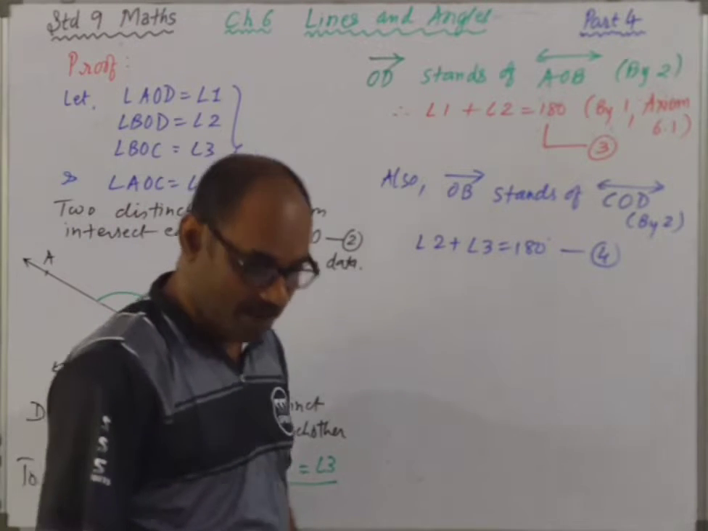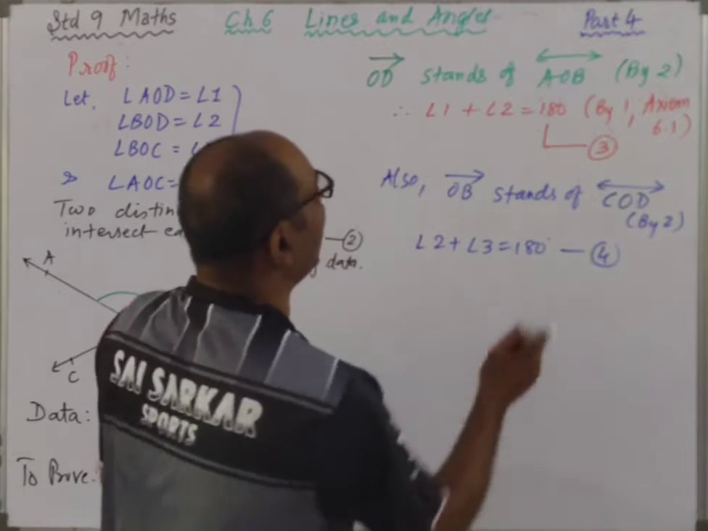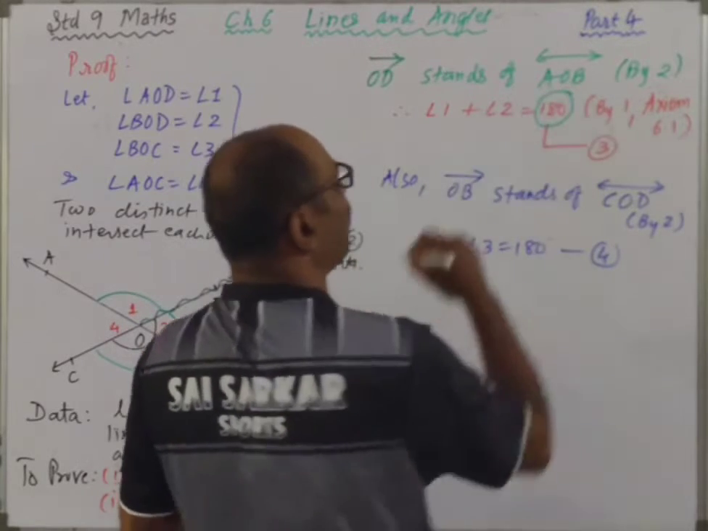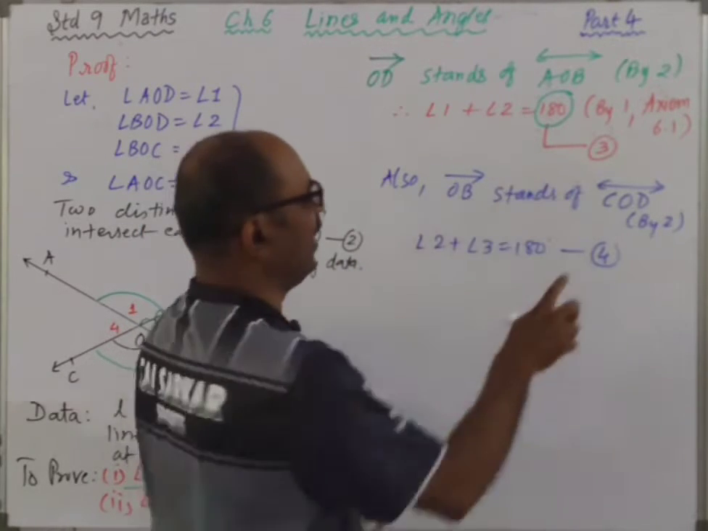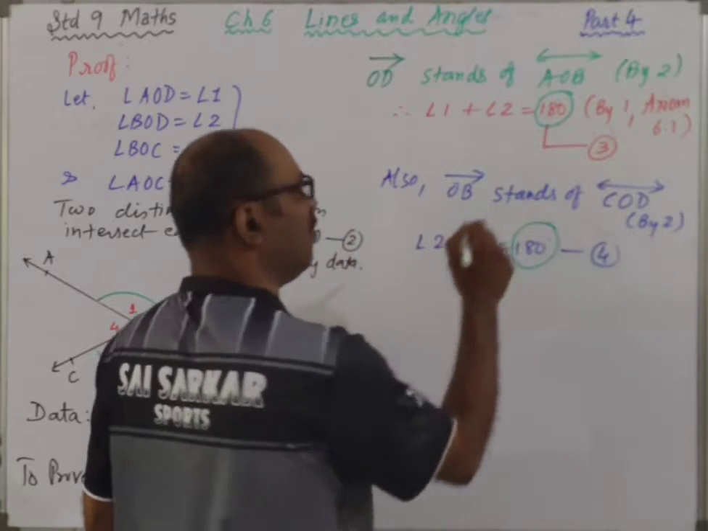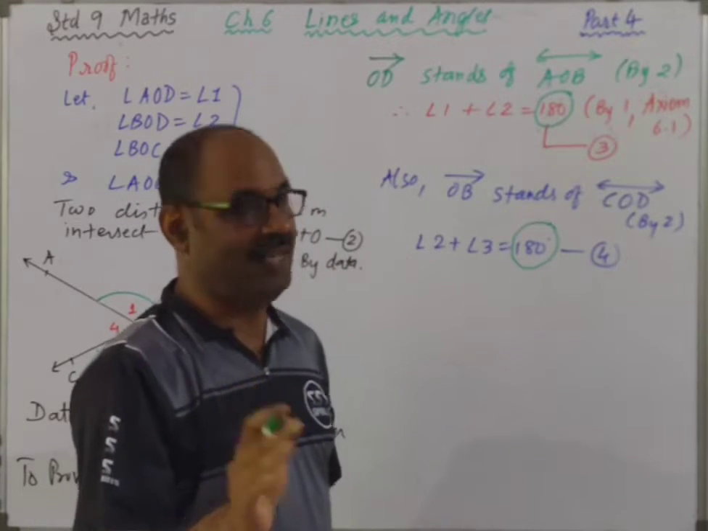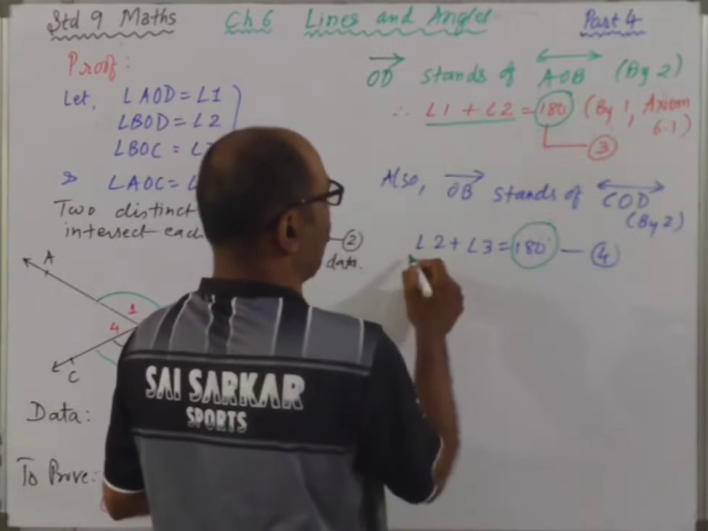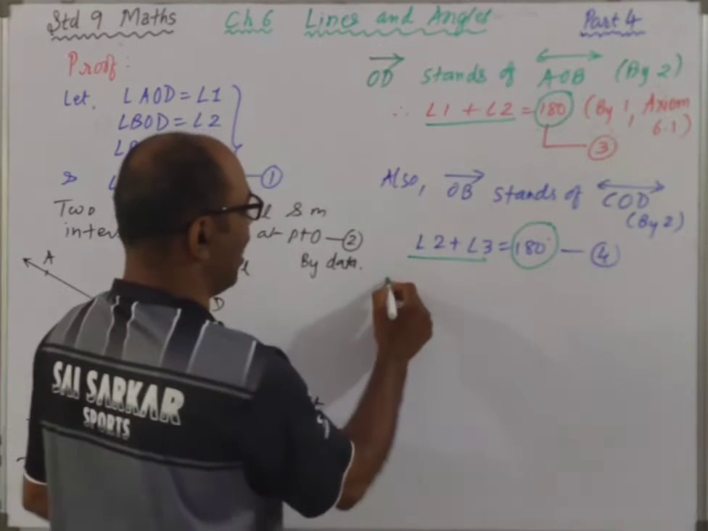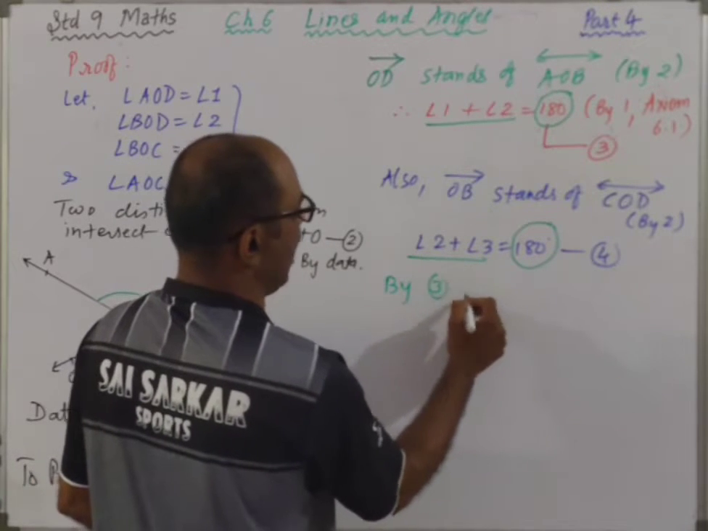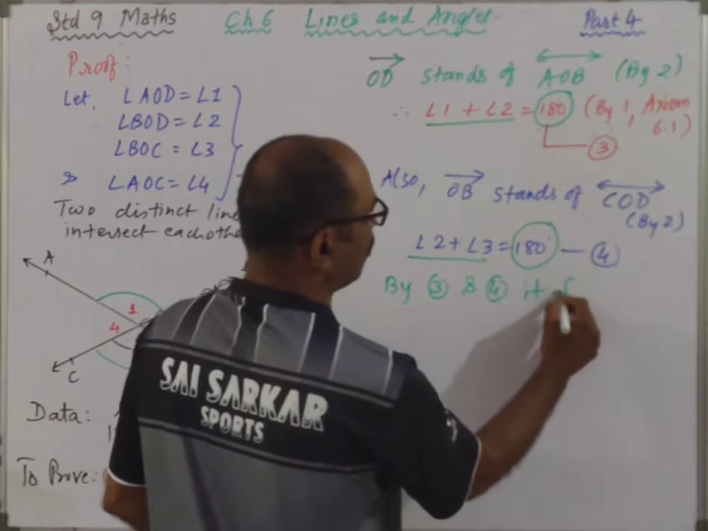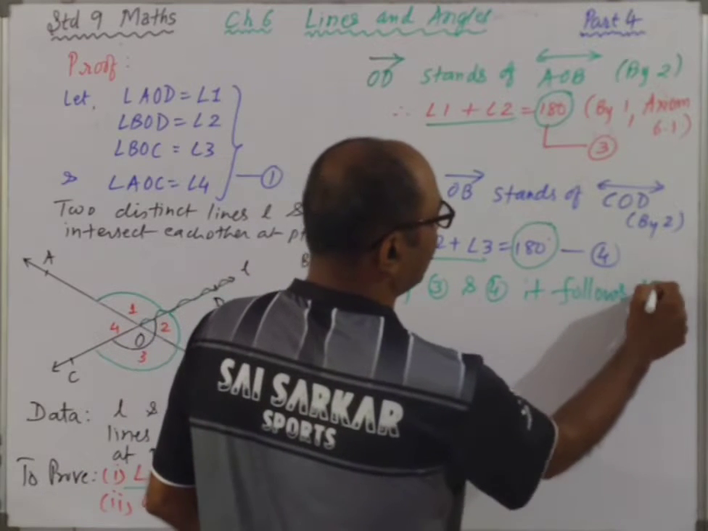Now Euclid's property. Observe something. The right hand side of the third equation, result number 3, is 180. Result number 4's right hand side is also 180. So if right hand sides are equal, then according to Euclid's property, left hand sides are also equal. So I write here by 3 and 4, it follows that.